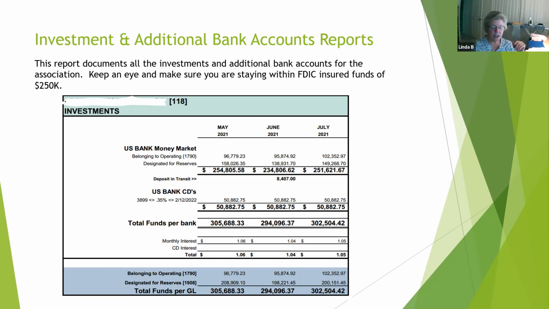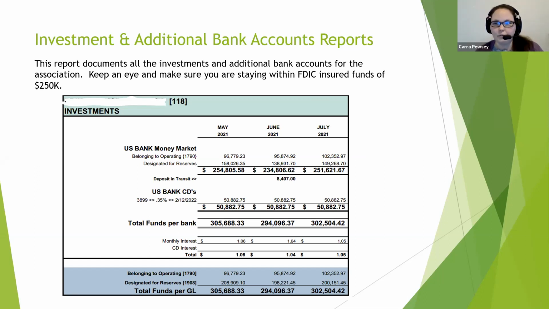Carra, am I looking at something wrong? It looks like they've got a little over 300,000 invested in US Bank, and the only interest they got was $1.05. Is that correct? So my guess is that some of that is based on, so typically you don't earn interest on CDs until they mature. So they won't earn the interest on that US Bank CD until February 12th, 2022. And so the rest of it is probably based on the interest earned off of the checking account or the money market.